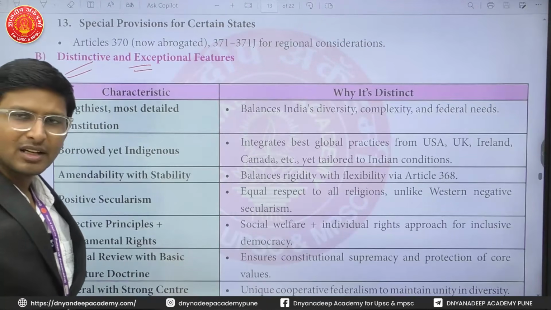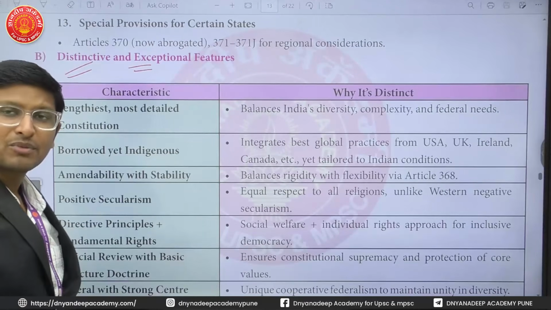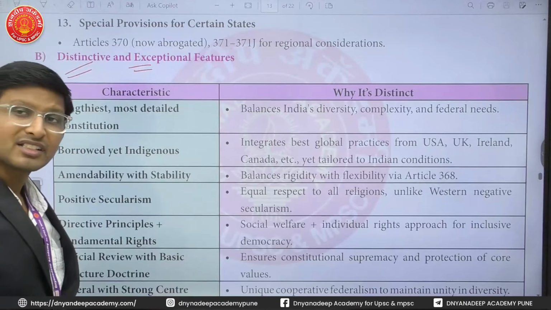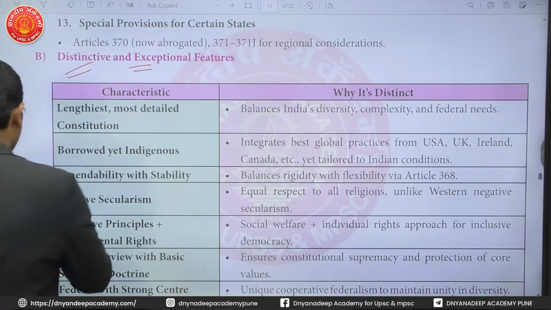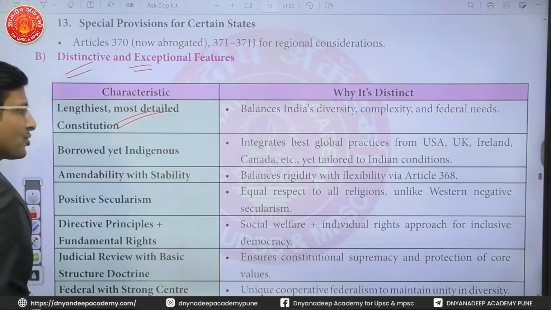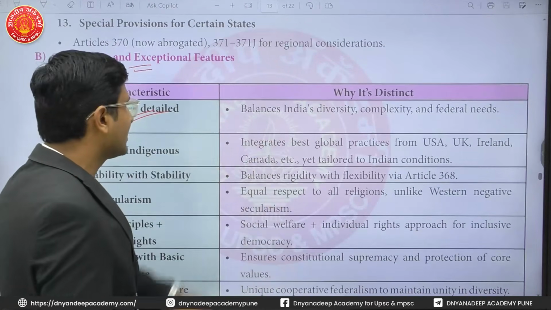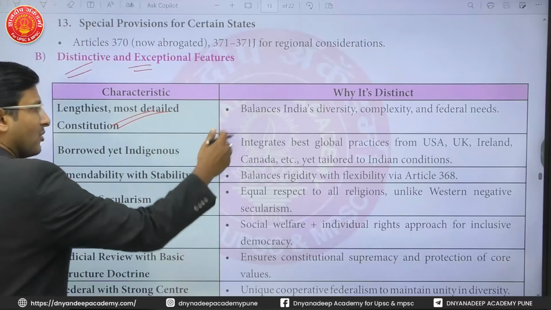Which features are distinctive and exceptional, which make the Indian Constitution separate from other constitutions? Let's know about it. First, the lengthiest constitution. No other constitution in the world is as lengthy as the Indian one. Why is it distinct?